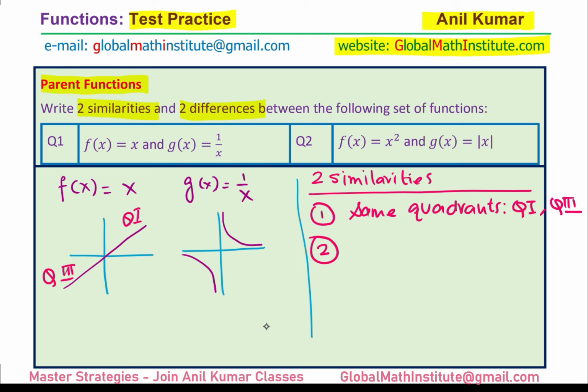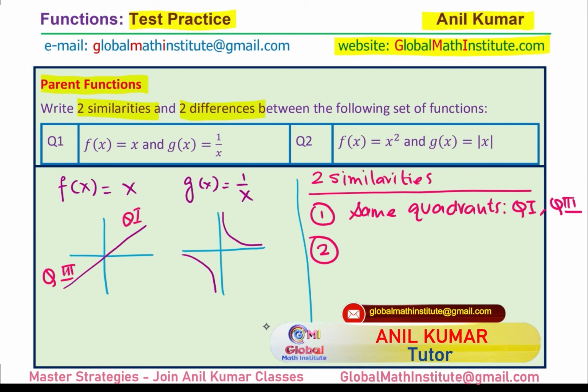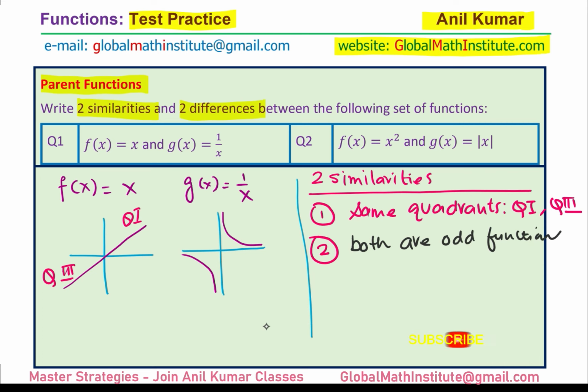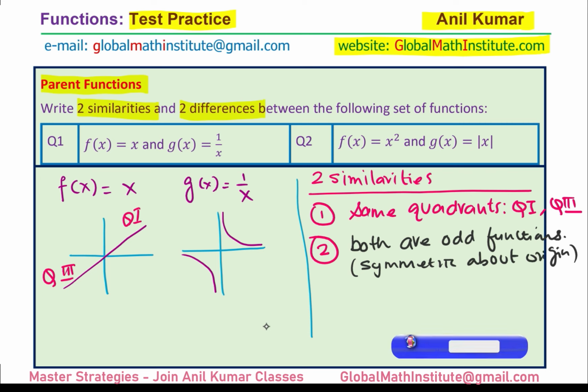Now, we have to figure out another similarity. What could be another similarity? This is always a challenge, right? We could not easily give two similarities for these two functions. Well, here is a very important similarity: both are odd functions. So that means they are symmetric about the origin. Make sense? Both are odd functions, symmetric about the origin. So that is a good similarity between the two.